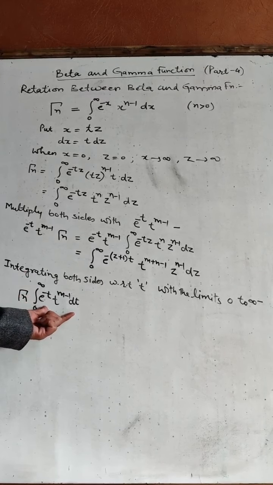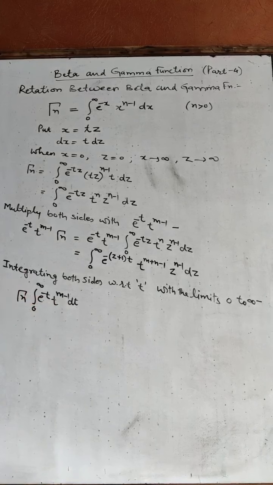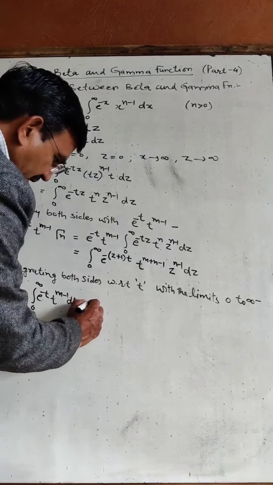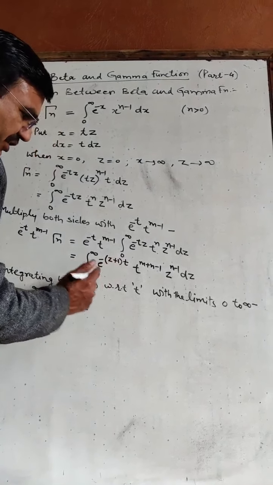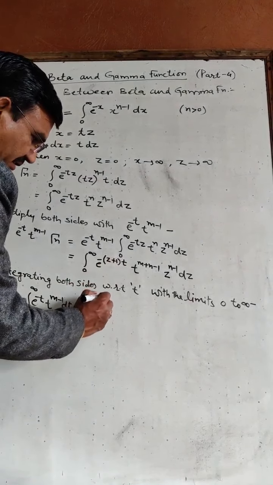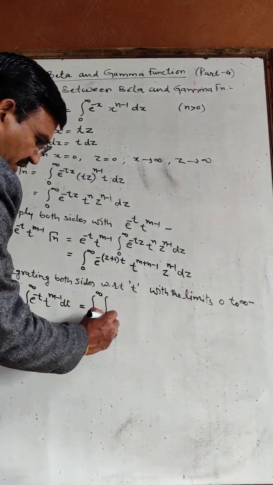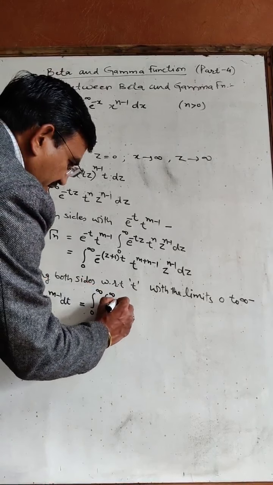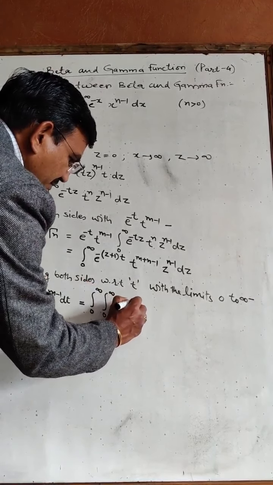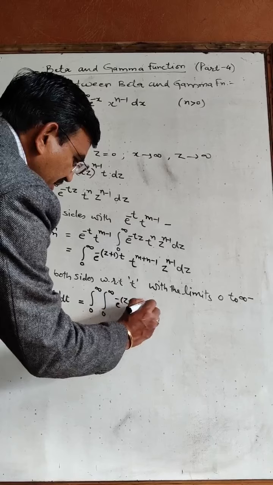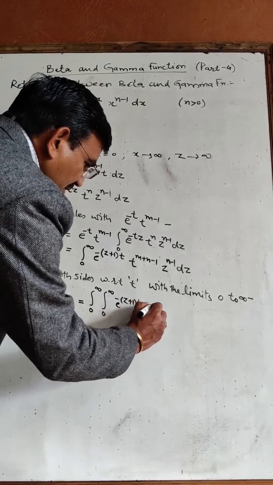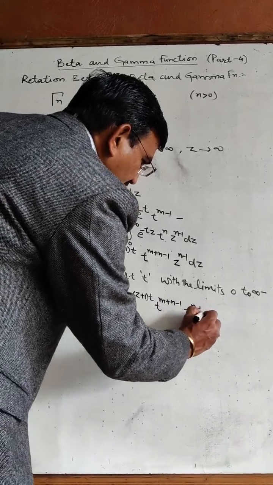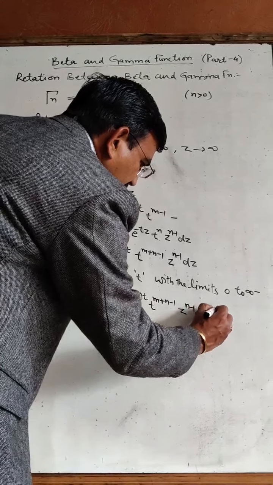We have done this thing. Gamma n was constant, so it came outside. On the right hand side, we have already one integration, and we are integrating again. So it would be a double integral. It would be e raised to the power minus z plus 1 into t, t raised to the power m plus n minus 1, z raised to the power n minus 1, d of z, d of t.